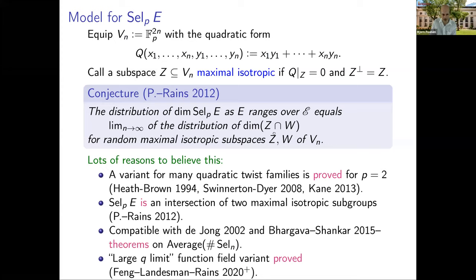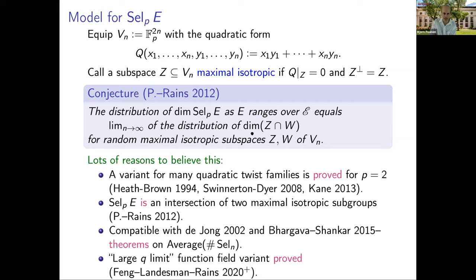Okay, so here's what you do. You take two maximal isotropic subspaces, Z and W, and you intersect them. I'm intersecting two n-dimensional subspaces in a 2n-dimensional space, so the intersection could be zero, and it could be anything from zero up to n. You take the dimension of that intersection, and if Z and W are random, then this dimension will be some random variable.